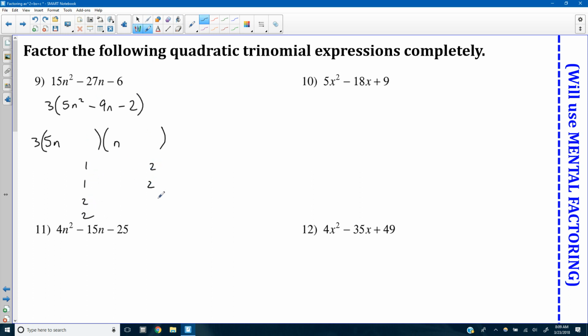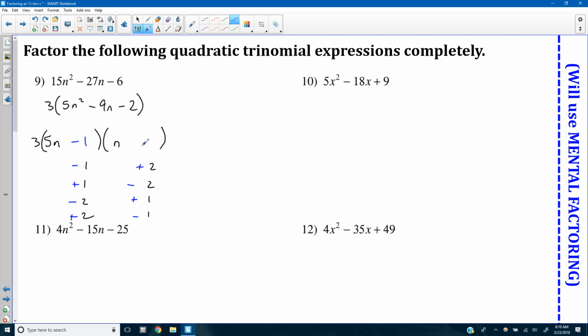Now, I actually do these mentally. I'm going to write this one out for you, but most of the other ones I'm going to do mentally. I found the answer a long time ago while I was talking already. There's negative 1 and a positive 2, or a positive 1 and a negative 2, or a negative 2 and a positive 1, or a positive 2 and a negative 1.